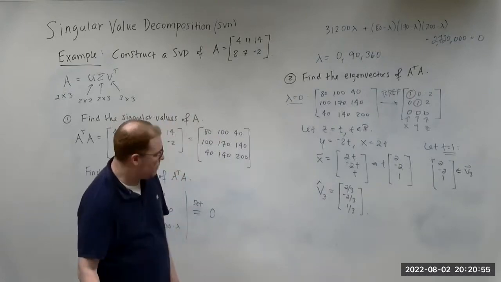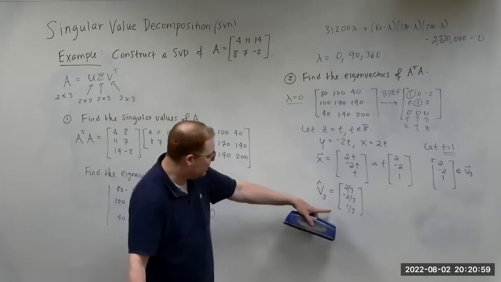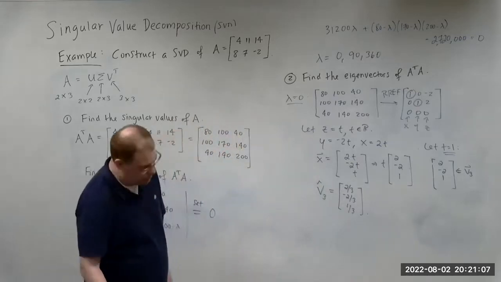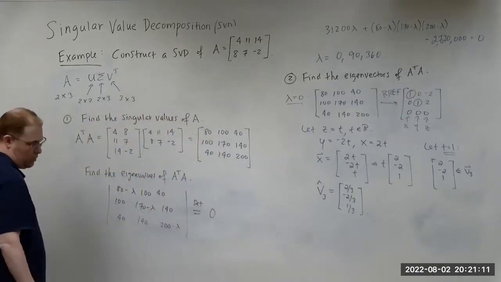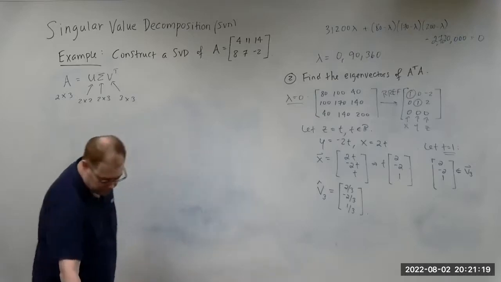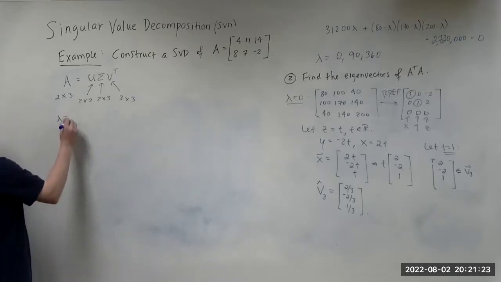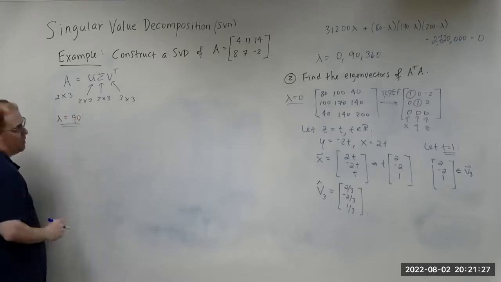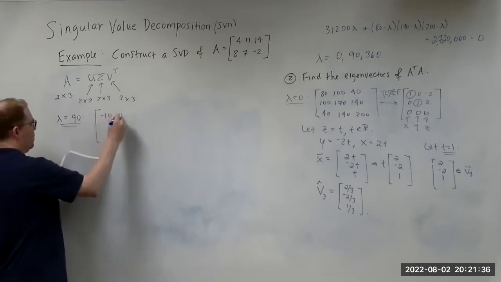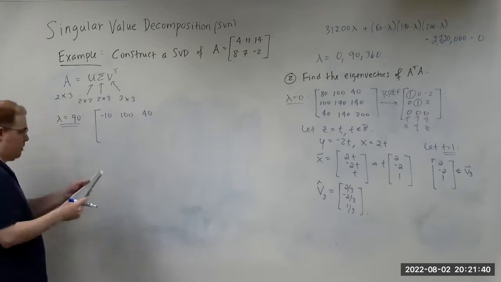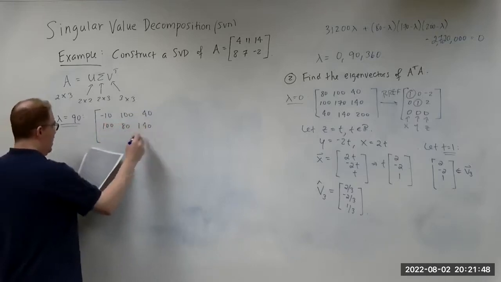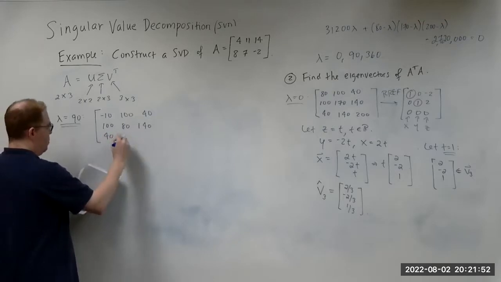So this is our eigenvector for this eigenvalue. All right, let's go on here. Let's do it for 90. So plugging 90 back into the matrix that we had here, we're going to end up getting minus 10, 100, 40, and 110.